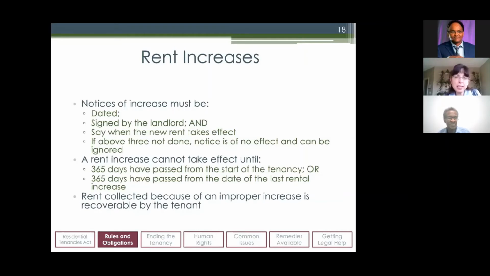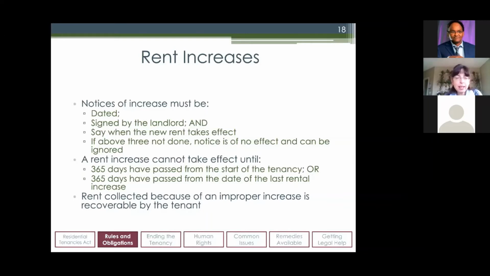So let's talk about rent increases then. Remember, if you are in a fixed tenancy, starting on whatever date and finishing 6 months later or a year later, rent absolutely cannot be increased during that time. But if it is a periodic tenancy from month to month, it can be increased, but the notice has to be given by the landlord in writing. It has to be signed. It has to say when the new rent amount would take effect.